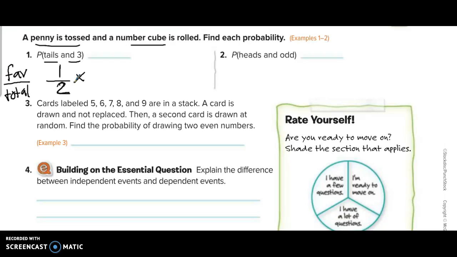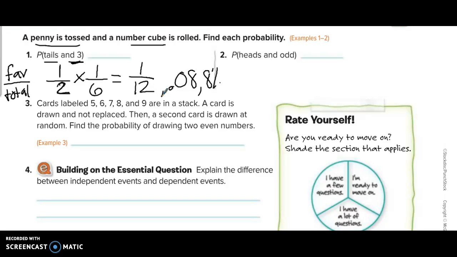Now our penny doesn't affect our cube, so it doesn't matter. On a dice you have 6 total options, but only one of those options is 3. 1 times 1 is 1, 2 times 6 is 12. So my answer for 1 would be 1/12, which 1 divided by 12 as a decimal is 0.08, which is also 8%.